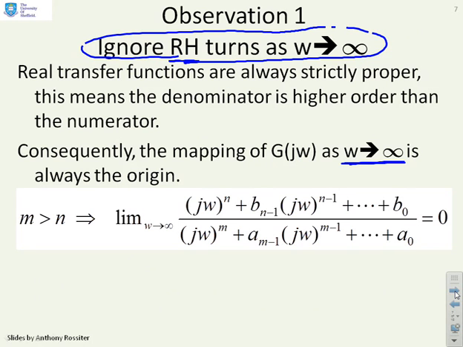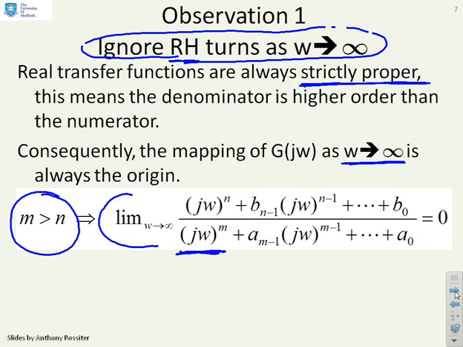And why can we do that? Because real systems are always strictly proper. And because they're strictly proper, we've got this property here, m bigger than n, where m is the order of the denominator and n is the order of the numerator. And you'll see, if you do this limit, the limit as omega goes to infinity, in the denominator we've got a j omega to the m, in the numerator we've got a j omega to the n, but if m is bigger than n, then clearly this goes to the origin. And because the mapping as omega tends to infinity is the origin, we're not going to see the right-hand turns anyway, so they don't matter.